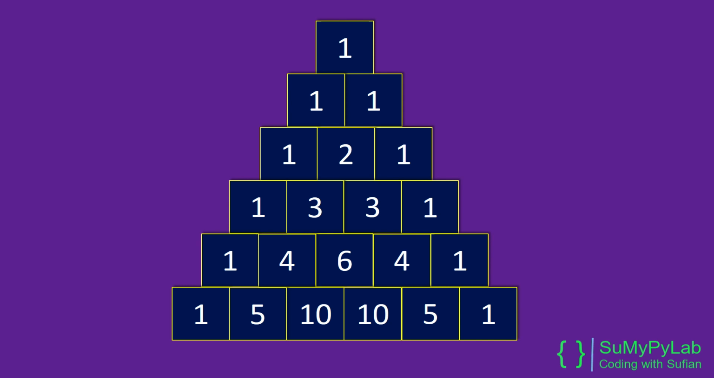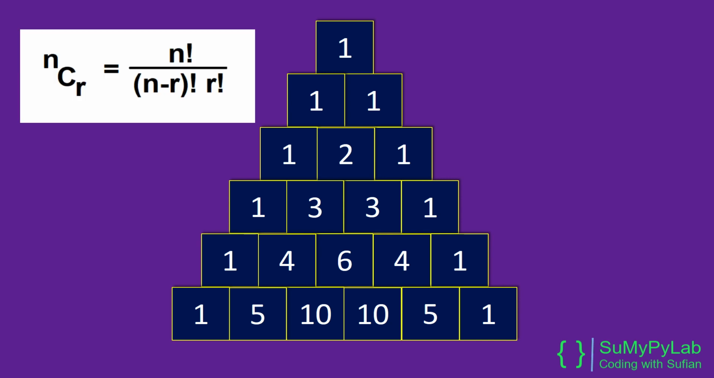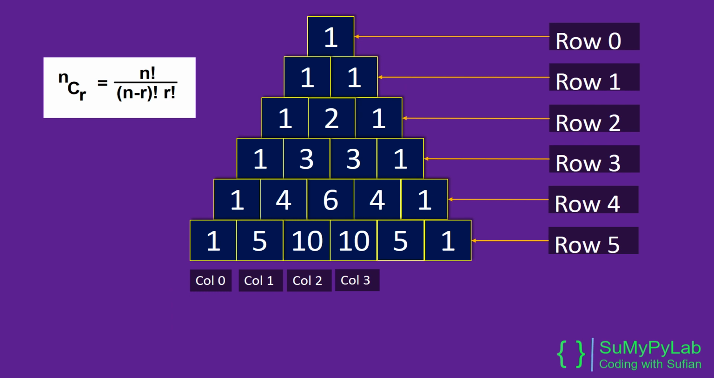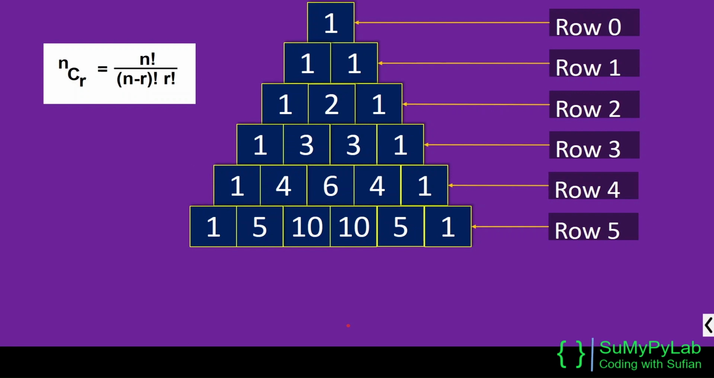Let's concentrate on how we can generate the individual rows of elements of this triangle. Interestingly, we can generate the elements of a particular row using the formula nCr is equal to n factorial by (n minus r) factorial into r factorial. Here, we will use n as row number and r as column number. Also, our count starts from 0 for both row numbers and column numbers. Let's check how the nCr formula generates the individual elements of each row.